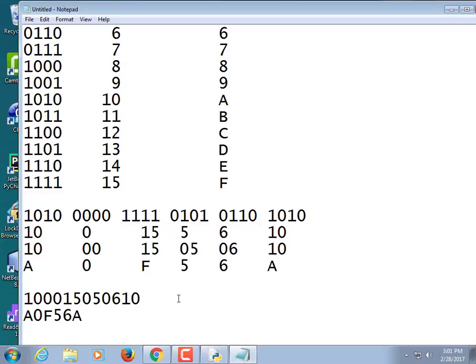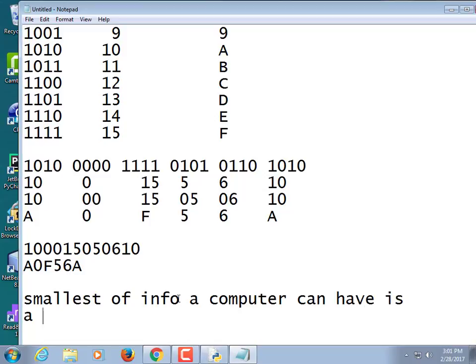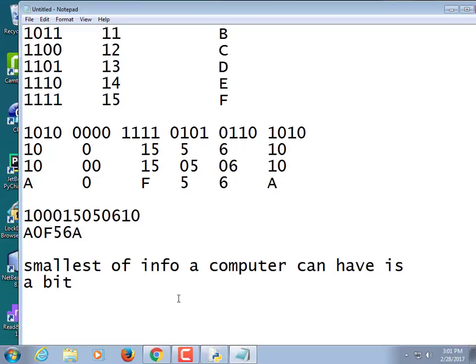Now, if the smallest unit of info a computer can have is a bit, memory is actually considered clusters of bits, groups of bits. And I'm sure you've heard the terms bytes, megabytes, gigabytes. A byte is 8 bits. Not 8 butts, 8 bits.